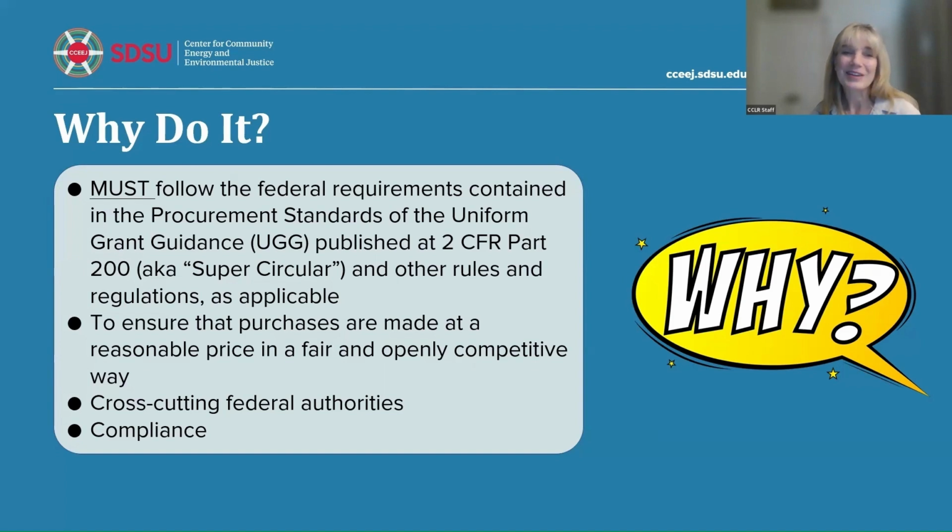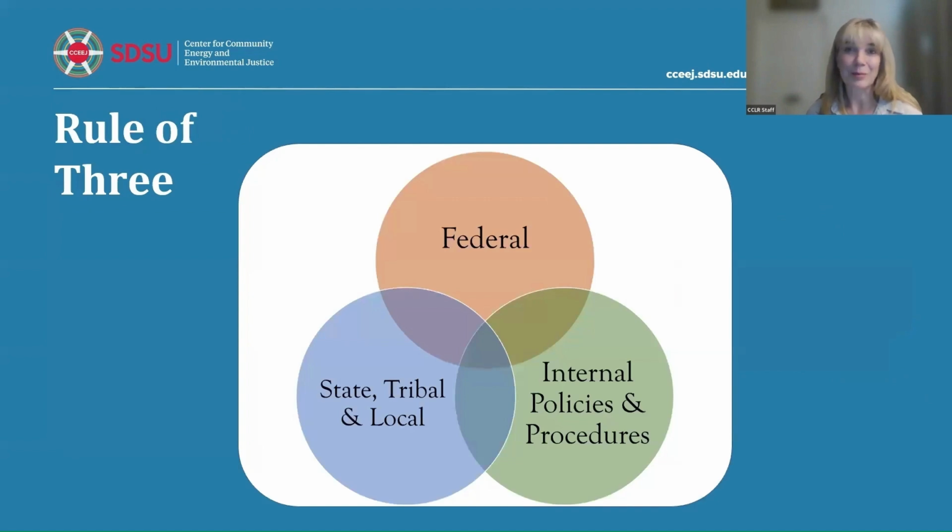More on that. Anyway, the other thing is to ensure that purchases are made in a fair and open, competitive way, okay? Free and open competition. There are also cross-cutting federal authorities, such as the National Historic Preservation Act, or the Endangered Species Act, or the Civil Rights Act, right? These are cross-cutting federal authorities, and when you have federal awards, they also apply. And lastly, compliance. Nobody wants to be out of compliance when they're working with federal funding.